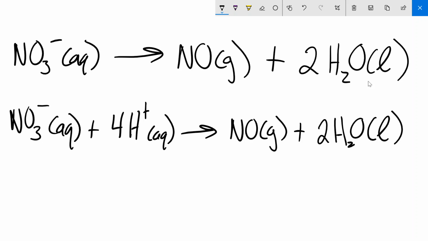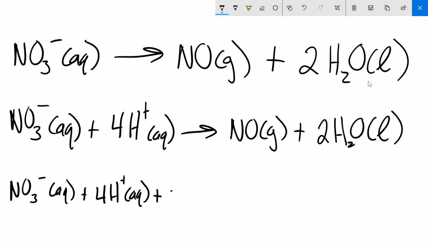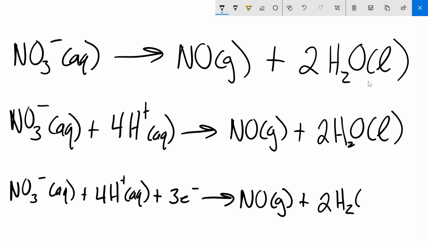So we can rewrite that. We're going to have NO3- aqueous plus 4 H+ aqueous plus 3 electrons produces nitrogen monoxide gas plus 2 liquid waters.